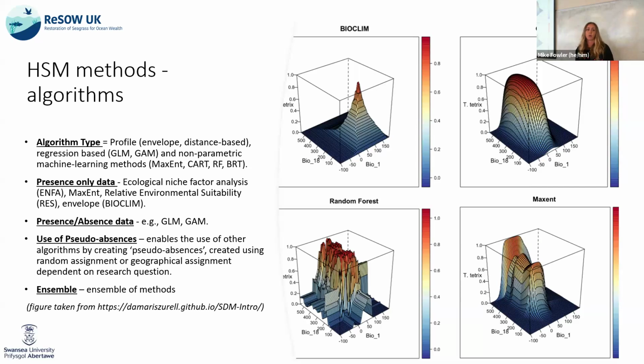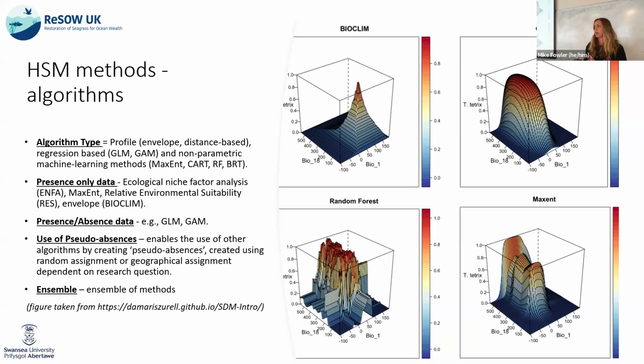For example, if you've only got presence data, so that means you've only got positions or observations of where that organism or species is found, but you don't have explicit absence data showing you where it's definitely not found, because that can be quite difficult to collect in the field, then you might want to use just a presence-only algorithm, such as ecological niche factor analysis, maximum entropy, and so on. If you've got presence and absence data, you can use more regression-based models such as GLM and GAM. But you've also got the ability to use things like pseudo absences, which enable you to use a different range of algorithms.